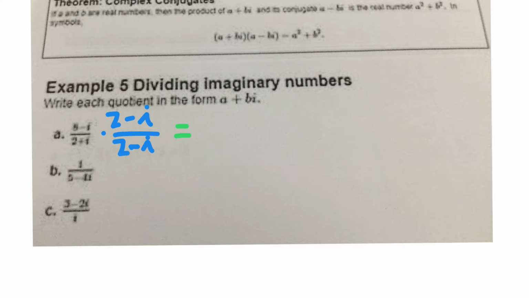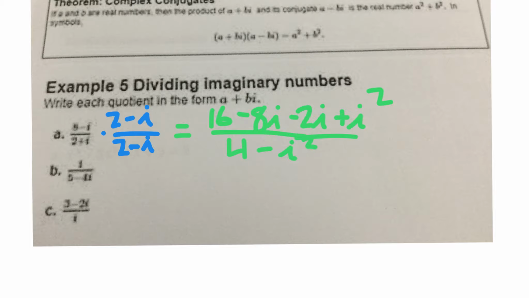So now in the numerator we have to distribute. 5 times 2 is 10. 5 times negative I is negative 5I. Negative I times 2 is negative 2I. And then negative I times negative I is positive I squared. Now in the denominator, 2 times 2 is 4. 2 times negative I, negative 2I. I times 2, positive 2I. Those go to 0. Conjugates. I times negative I is negative I squared.